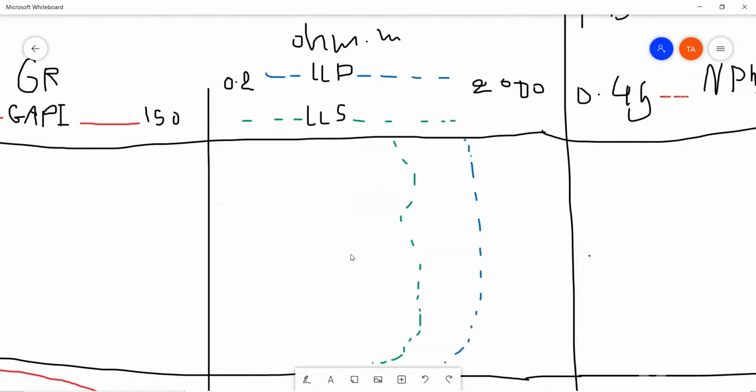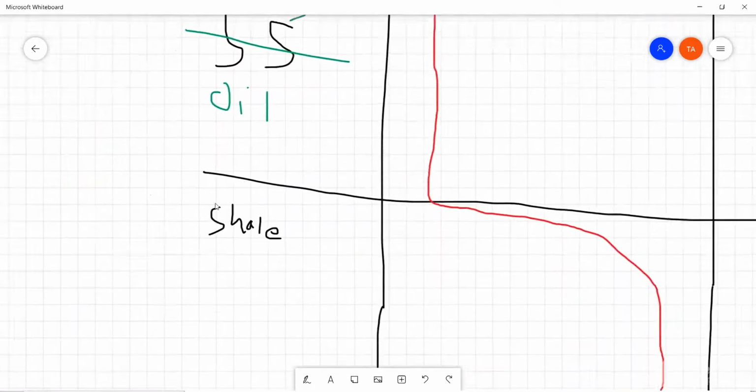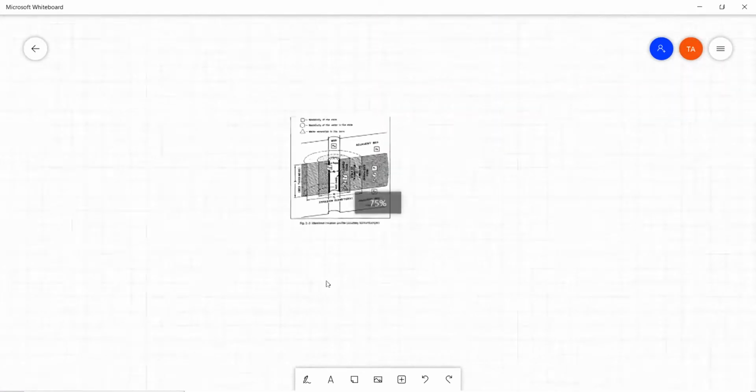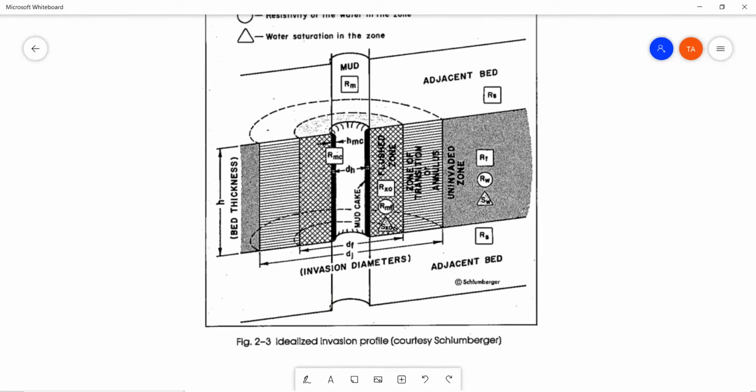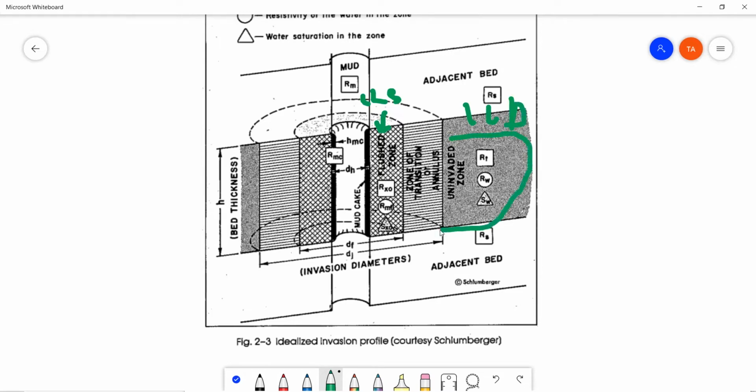Here you might have a question about this. Now, why is deep higher than shallow? To answer this question, let me show you this. We have shallow lateral log working on this area, while deep works on this, and this zone is far away from the invasion of the mud.